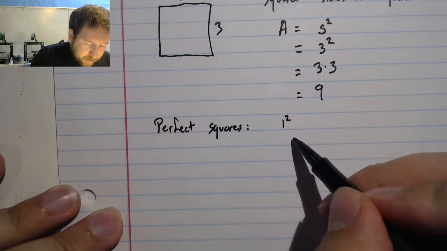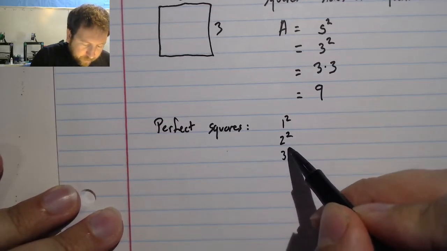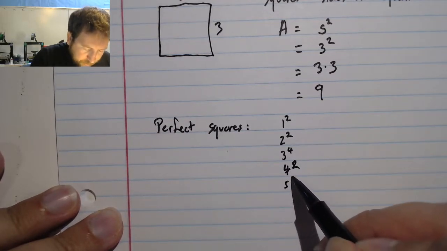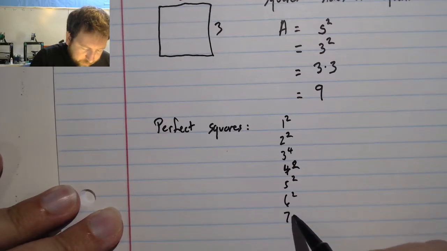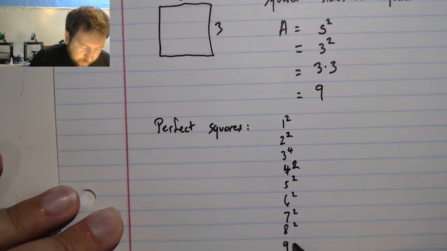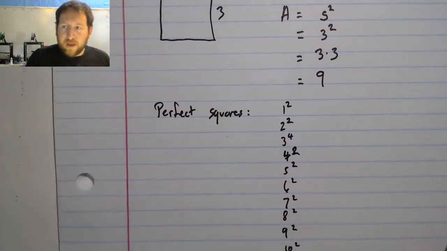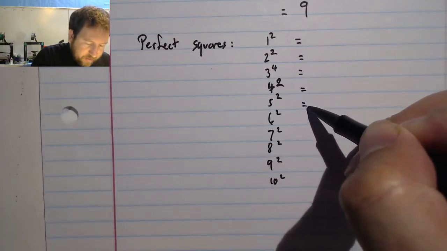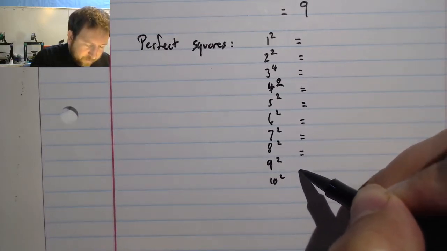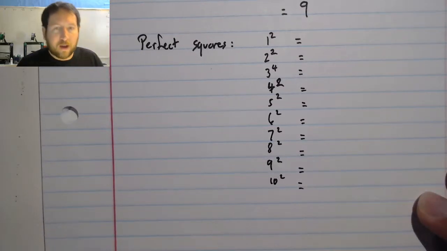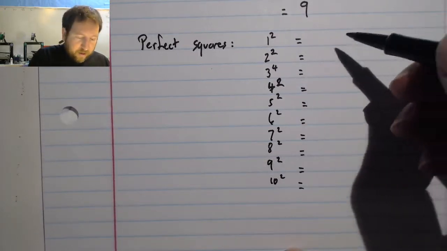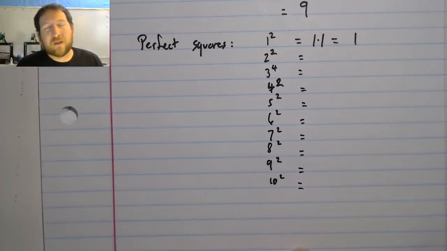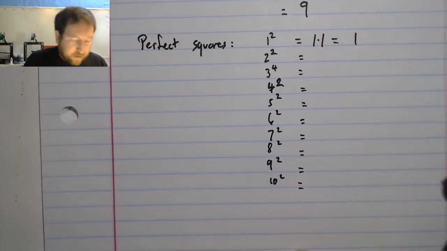So if I take all of my numbers, 1, 2, 3, 4, 5 squared, 6 squared, 7 squared, 8 squared, 9 squared, and 10 squared. I should really know all of these in my head pretty easily, because I need to be familiar with them, and especially it's important when I'm evaluating these square roots. So 1 squared is going to be 1 times 1, which is equal to 1. That's a really easy one. We don't use that very often because it doesn't really help us simplify anything.